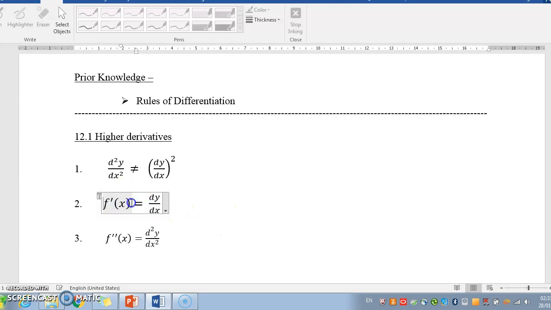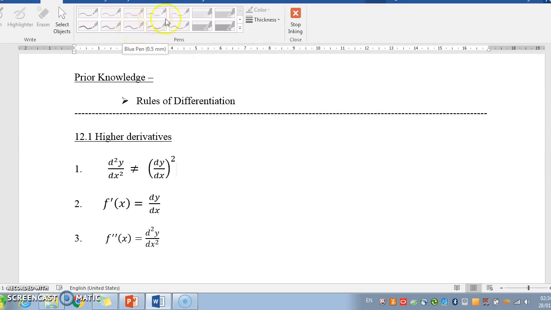Now, what you have covered so far is dy dx, which is also known as f prime x, and this is also what they call the first derivative. All right. Now, if you differentiate one more time from dy dx, you will get the second derivative. And we write it as d squared y over dx squared, or f prime prime x. And what is important to take note is that the second derivative is not the same as when you square your dy dx expression.